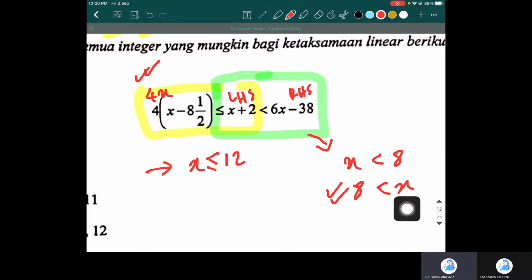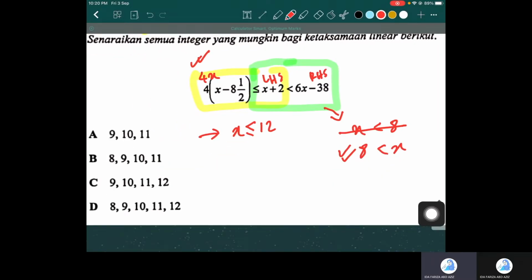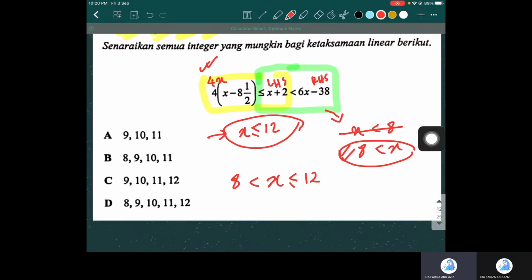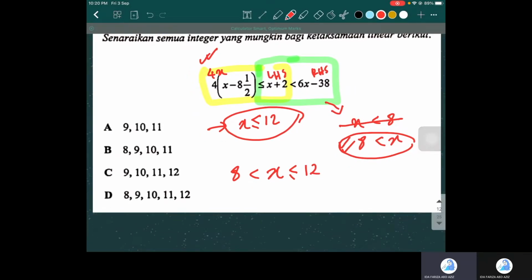So when we have two answers, how do we combine them? How to combine this? Just put x in the middle. The bigger number on your right hand side, the smaller number on your left hand side, and then the symbol less than or equal, and then this is less than. Okay, so choosing the answer is easy. There are more tips for you.